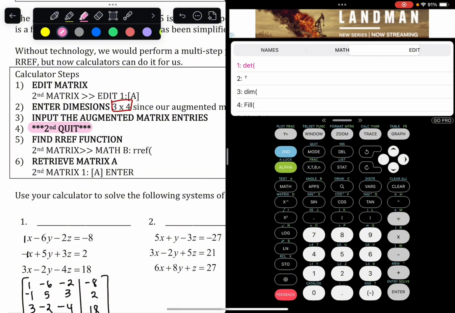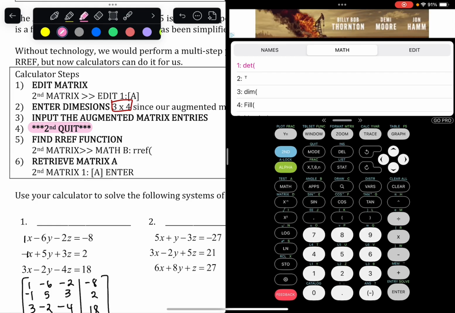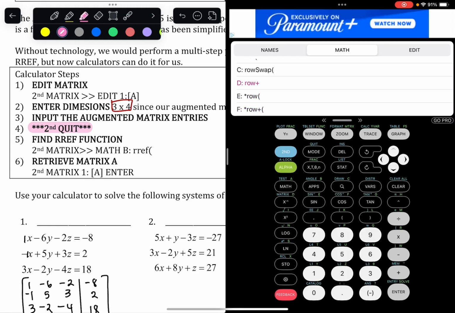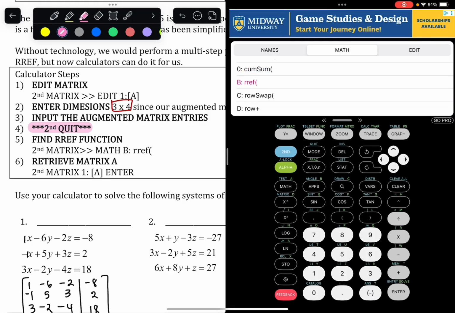Our next step is to go to math. So just go to the right one space in math, and you're looking for RREF. If you scroll up, you'll get there faster, I think. And so it's option B, RREF. Your options may look different, and so you're looking for RREF. Press enter.